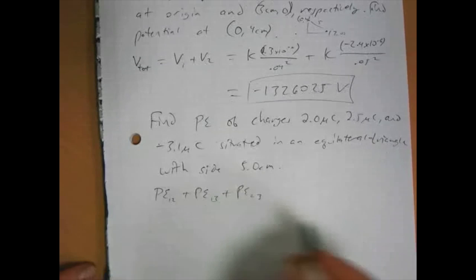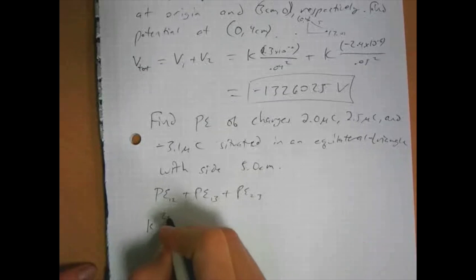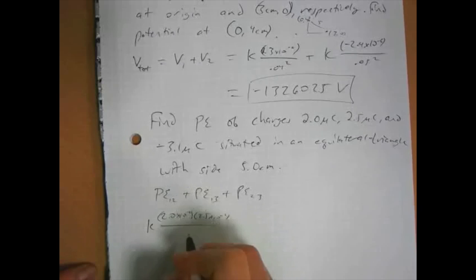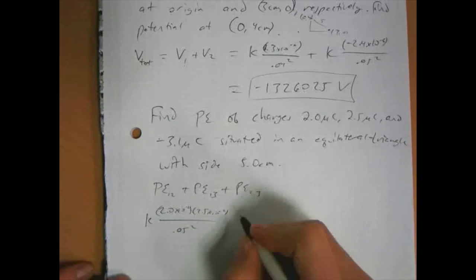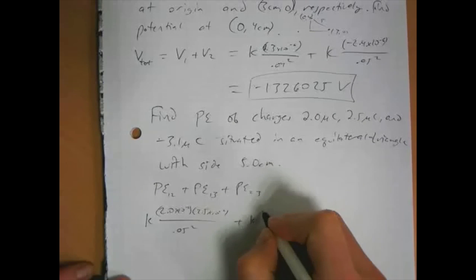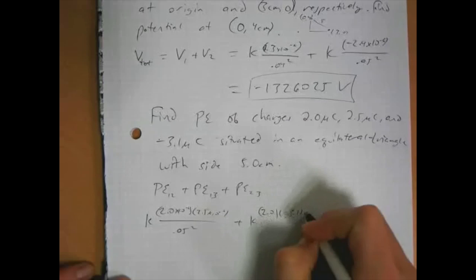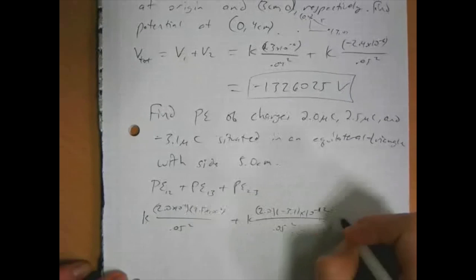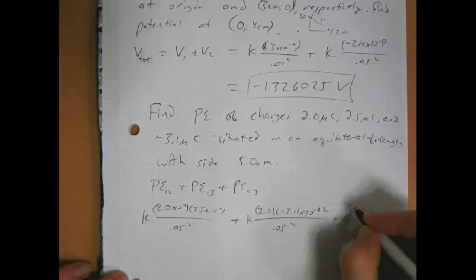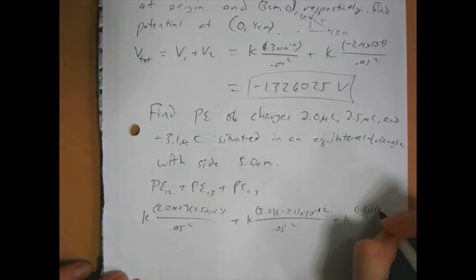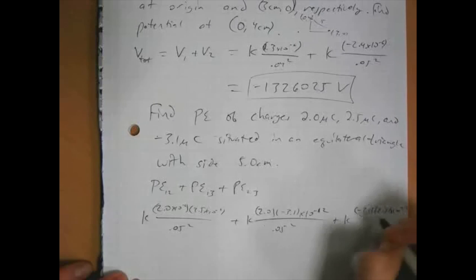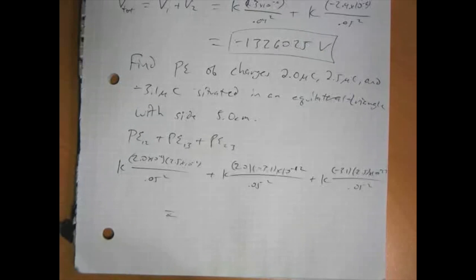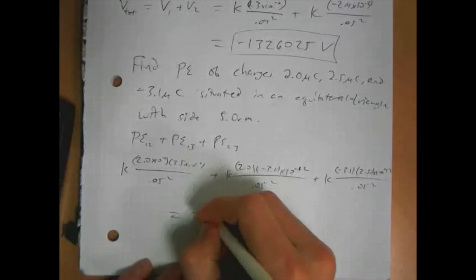We've got k times 2.0 times 10 to the minus 6 times 2.5 times 10 to the minus 6 over the distance between them, 5 centimeters, 0.05, plus k times 2.0 times minus 3.1 times 10 to the minus 12 over 0.05, plus k times minus 3.1 times 2.5 times 10 to the minus 12 over 0.05, and we can add those up and find the total potential energy of our charge distribution, which comes out to minus 32.1842 joules.